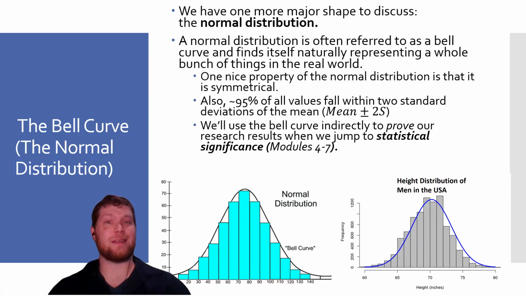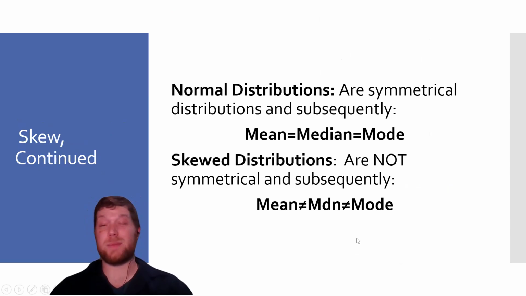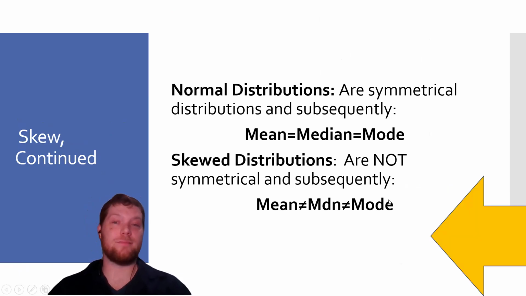We'll use the bell curve indirectly to prove our research results when we jump into our statistical significance modules, 4 through 7. Normal distributions are symmetrical distributions, and one of the nice parts about symmetrical distributions is that the mean, the median, and the mode are all equal to each other. Skewed distributions typically don't have those three equal to each other. So that's one thing to keep in mind when you have this sort of skewness. When they're not very equal, especially if there's a big difference, you probably have a lot of skewness going on.